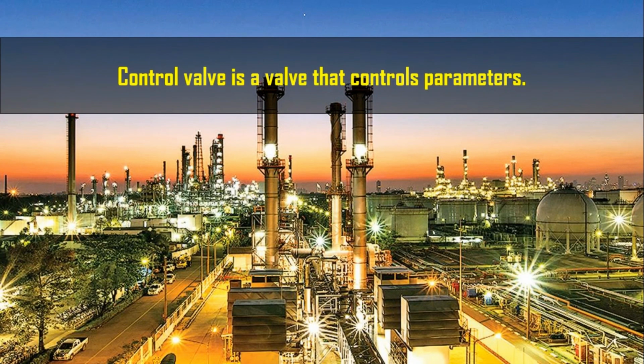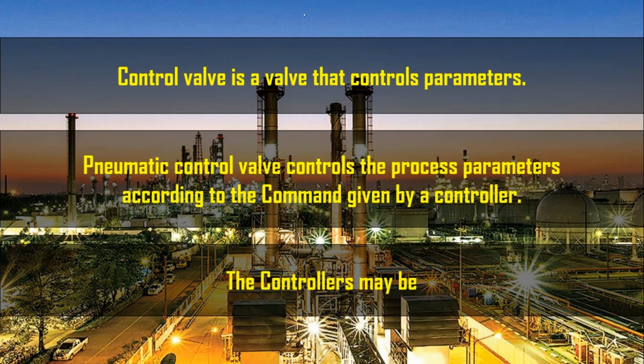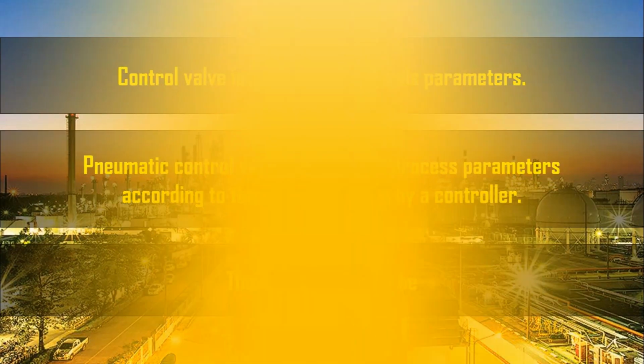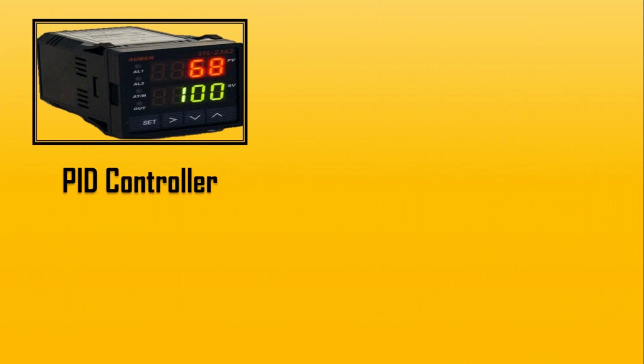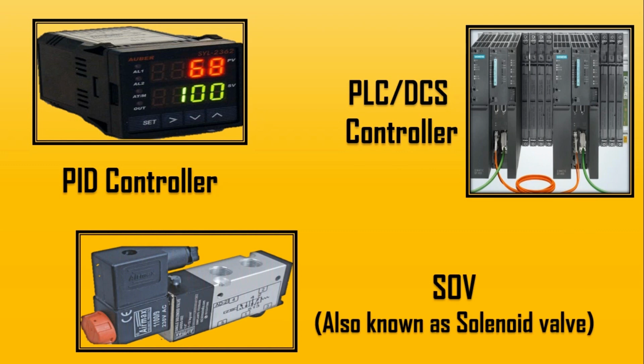Control valve is a valve that controls parameters. Pneumatic control valve controls the process parameter according to the command given by a controller. A controller is used for commanding a control valve. Now we discuss about the controllers. What are the controllers used for commanding the control valve? These are PID controller, PLC DCS controller, and SOV, also known as solenoid valve.